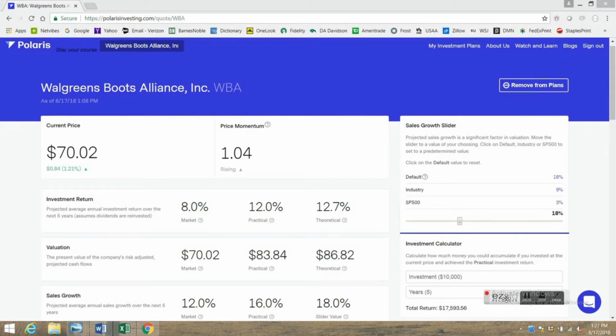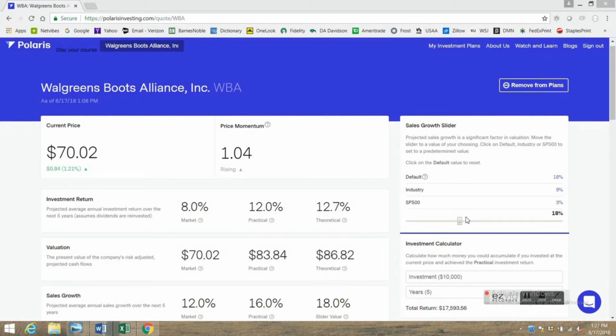So here's Walgreens as it's shown up on the Polaris website, showing a theoretical value of $86.82. What I want to do is drill down as to where that value of $86.82 is coming from.